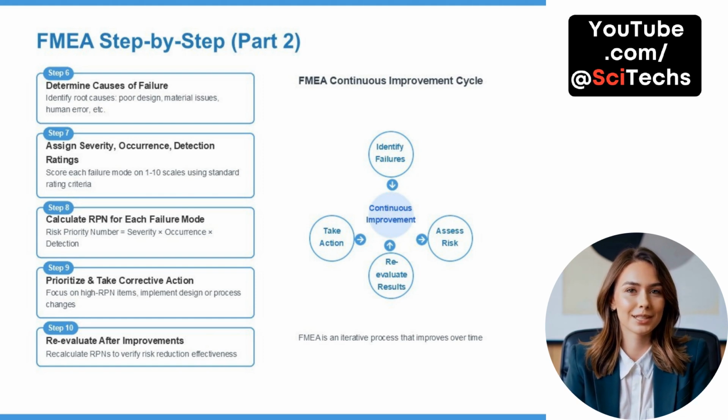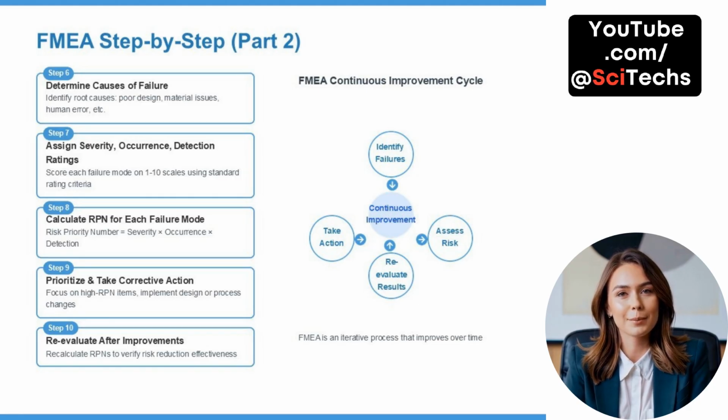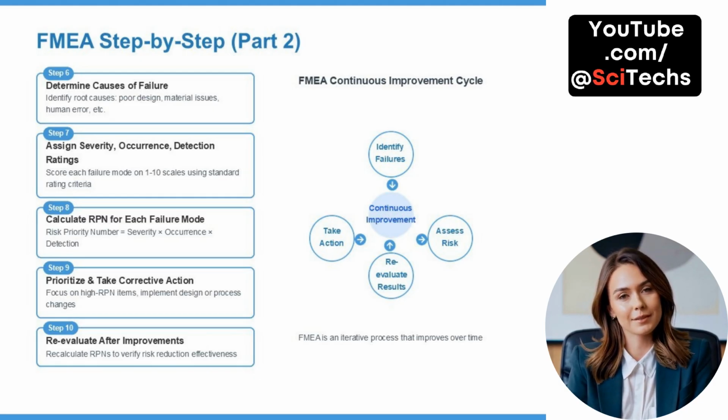In Step 8, these scores are multiplied to calculate the RPN. This quantifies risk and allows comparison across failure modes. Step 9 prioritizes corrective actions, focusing first on high RPN issues. Actions may involve design revisions, new controls, or process changes.